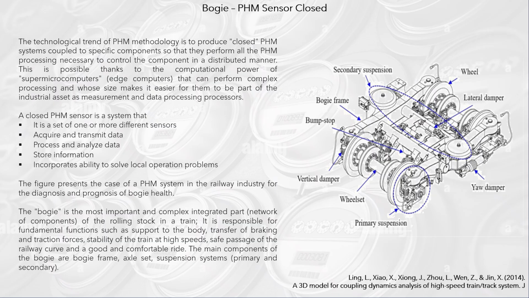The technological trend of PHM methodology is to produce closed PHM systems coupled to specific components so that they perform all the PHM processing necessary to control the component in a distributed manner. This is possible thanks to the computational power of supermicrocomputers, edge computers, that can perform complex processing and whose size makes it easier for them to be part of the industrial asset as measurement and data processing processors. A closed PHM sensor is a system that is a set of one or more different sensors. Acquire and transmit data. Process and analyze data. Store information. Incorporates ability to solve local operation problems.